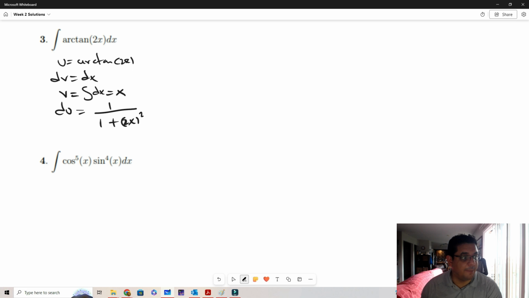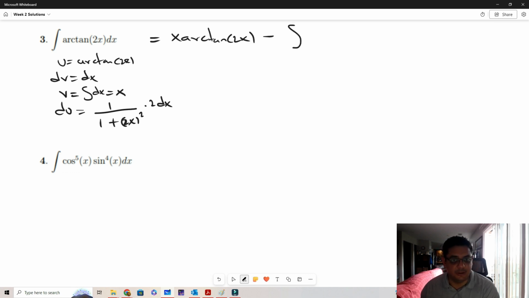And of course, because we have the chain rule here, we multiply by the derivative of 2x, which is 2 dx. So that'll be 2 dx here. So now we apply u times v. And so this will be x arctangent of 2x minus the integral of x times v du, which would be 1 over 1 plus 4x squared times 2 dx.